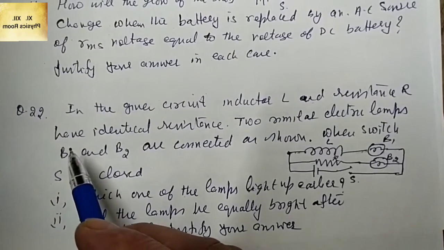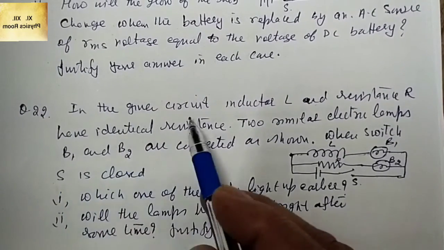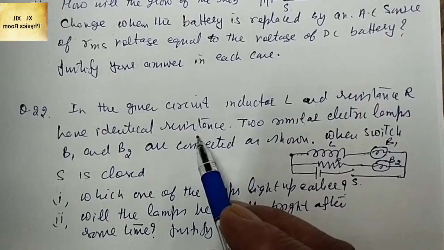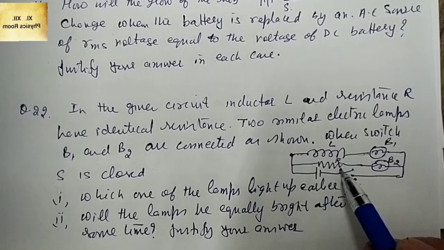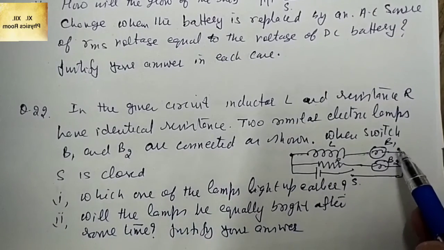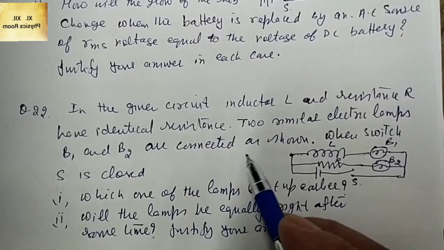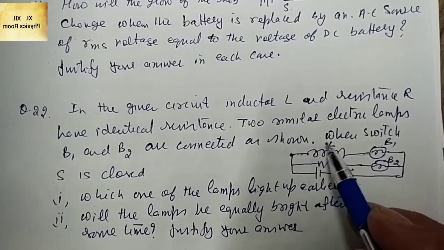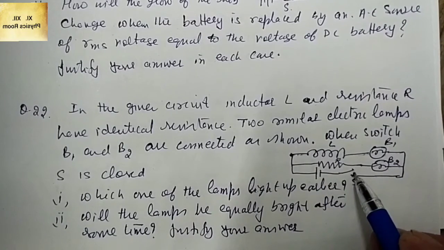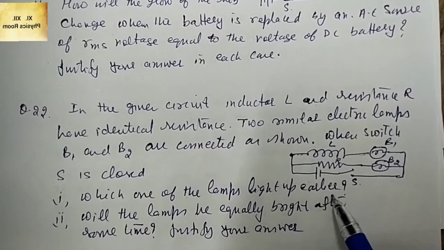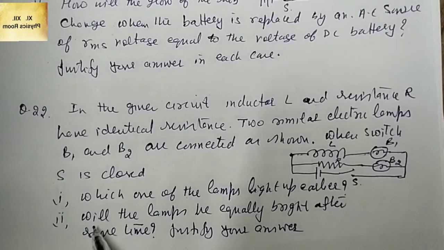Question number 22. In the given circuit, inductor L and resistance R have identical resistance. Two similar electric lamps B1 and B2 are connected as shown, B1 in series with L, B2 in series with R. When switch S is closed, which one of the lamps lights up earlier? Will the lamps be equally bright after some time?